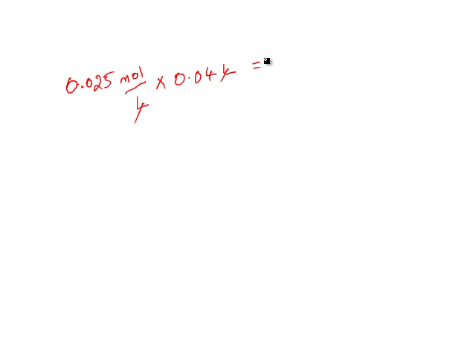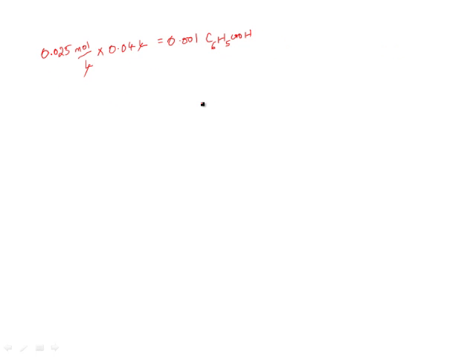So how many moles do we have of benzoic acid? 0.001, that is C6H5COOH. So that is the number of moles of benzoic acid we are starting with.